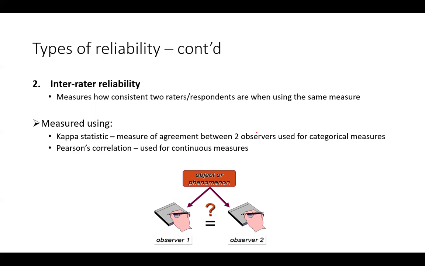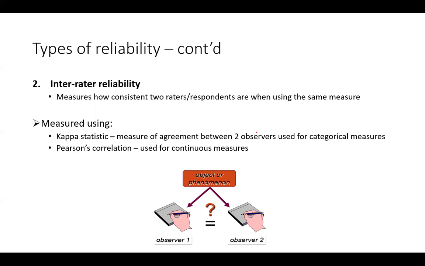So this is important to do, and this is important to report at the end of your study, that I've done inter-rater reliability, I checked the internal consistency, and both of them were satisfactory. So this is one way to do it. And it could be just Pearson correlation for a continuous measure.